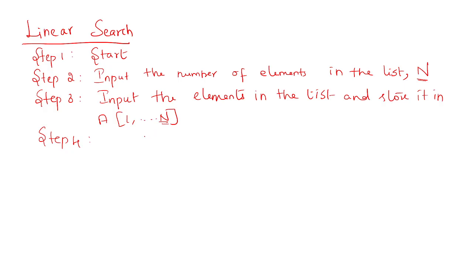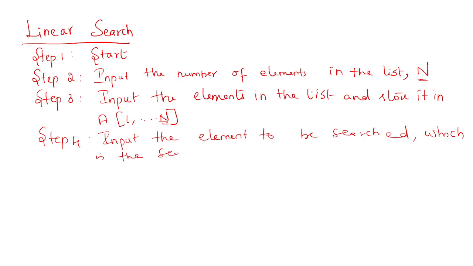So you keep on entering the elements. And step number 4 is, now you have to give one more input. You have to input the element to be searched, which is the search key, and I will call it K.